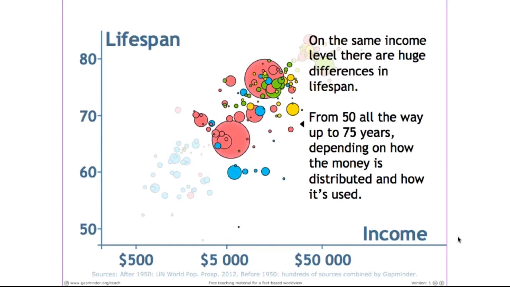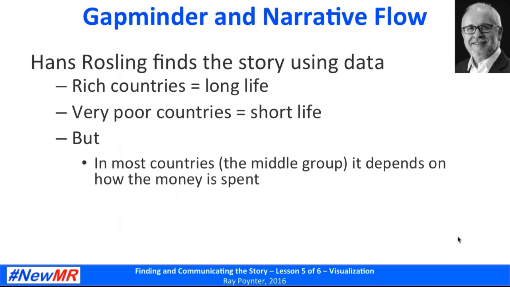And he then goes on to make the point that in the middle income group, there are huge differences. And that's from 50 years to 75 years. And that depends on how the money is used and distributed. So if you're rich, then you have great life expectancy on average. If you're poor, then you have terrible life expectancy on average. But if you're in the middle group, which is where most people are, then it depends on what you do with it. So we now have the nuanced version of the story.